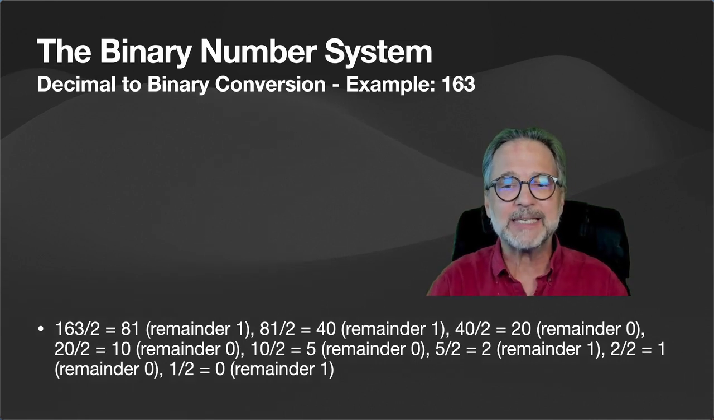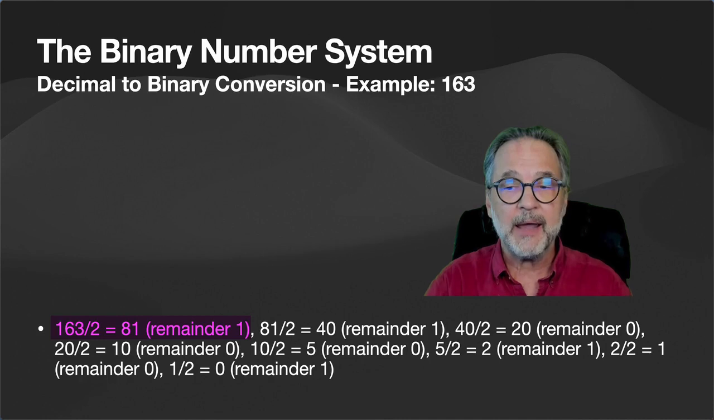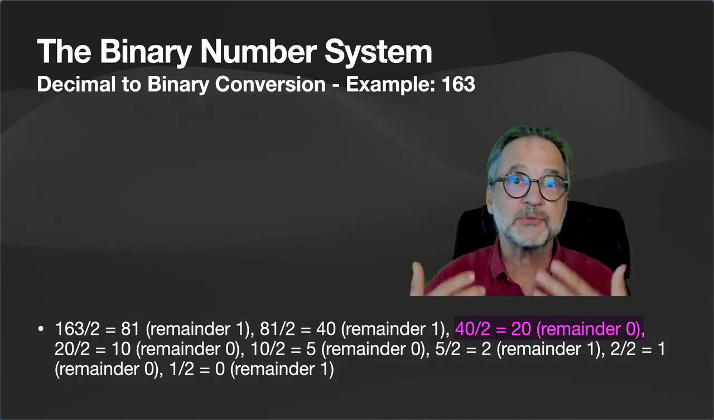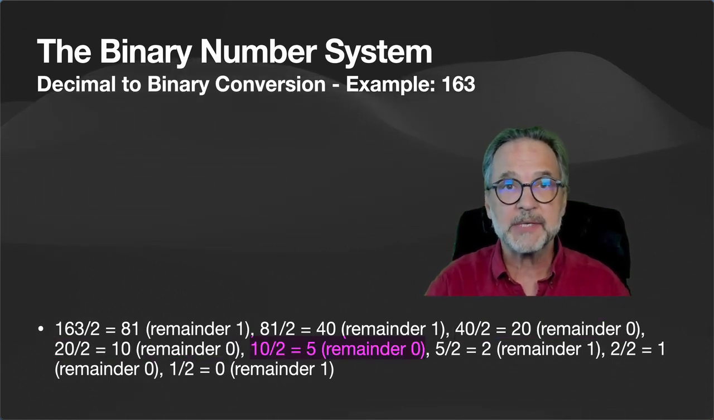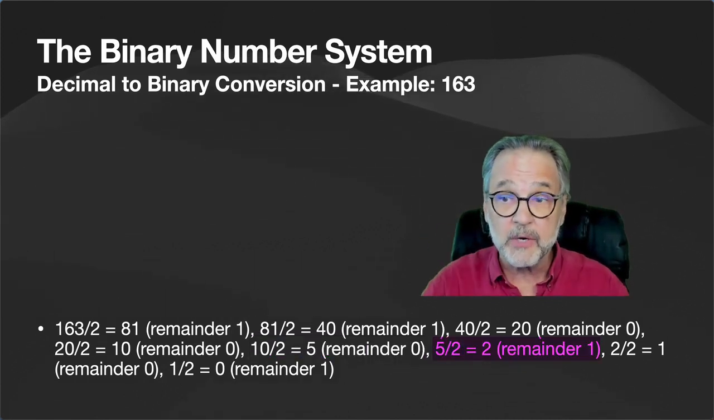163. We take 163, we divide that by 2, we get 81 with a remainder of 1. 81 divided by 2 is 40 with a remainder of 1. 40 divided by 2 is 20 with a remainder of 0. 20 divided by 2 is 10 with a remainder of 0. 10 divided by 2 is 5 with a remainder of 0. 5 divided by 2 is a 2 with a remainder of 1. We hold on to every one of those remainders.